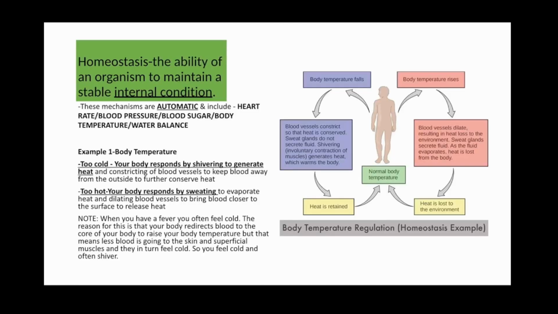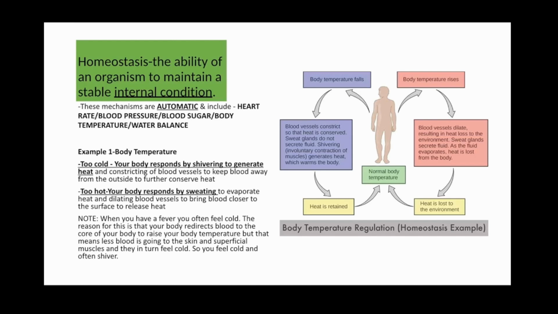So what happens when our bodies get out of homeostasis, when they get away from where our bodies want to be as far as temperature, pH, or whatever it is? So homeostasis is the ability of an organism to maintain a stable internal condition. So these mechanisms have to be automatic. We don't want to be thinking about having to regulate our body temperature. It would just be way too much information to process, and we wouldn't be able to consciously even do that. So these mechanisms are automatic.